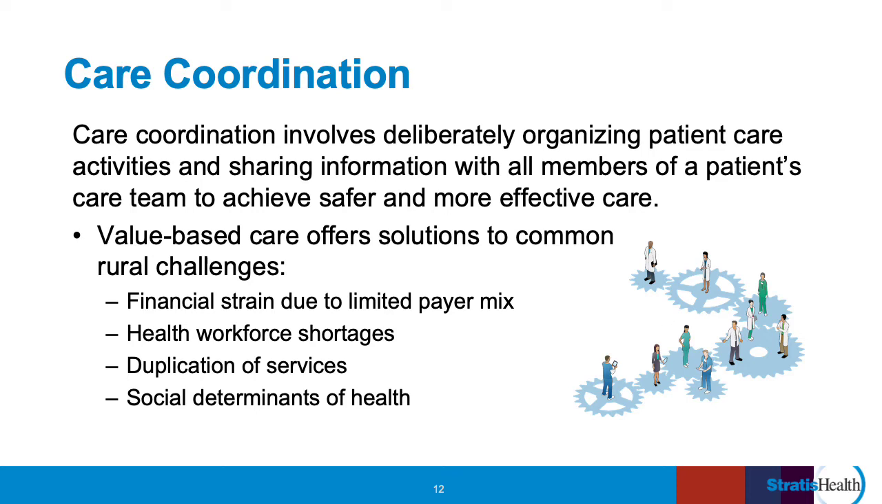Public payers account for a large share of the overall mix in rural areas. Their relatively low reimbursement rates combined with a limited private insurance base often put a financial strain on rural providers. Pursuing collaboration and coordination with other organizations in their service areas can strengthen the financial position of rural providers by allowing them to participate in value-based payment models and creating opportunities to share resources.